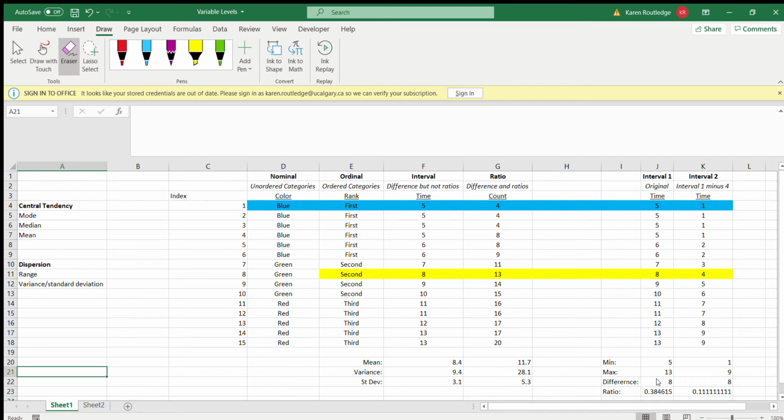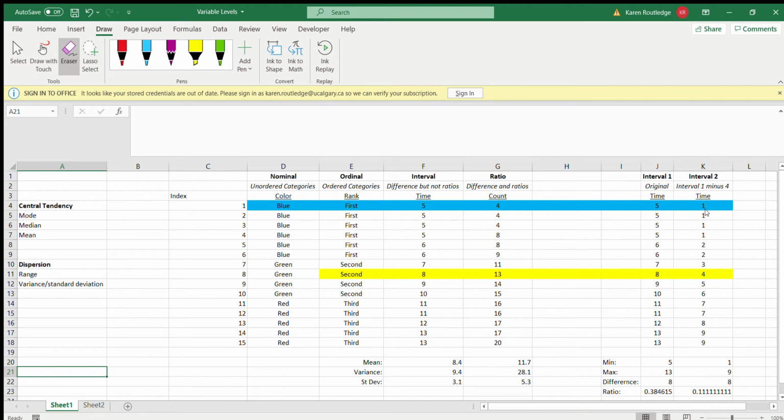13 minus 5 is 8. So there we go. I can also, in this particular case, try calculating a ratio. So let's do 5 divided by 13, and that gives a ratio of 0.38. So the math works here. 5 divided by 13 really is 0.384, etc., etc.